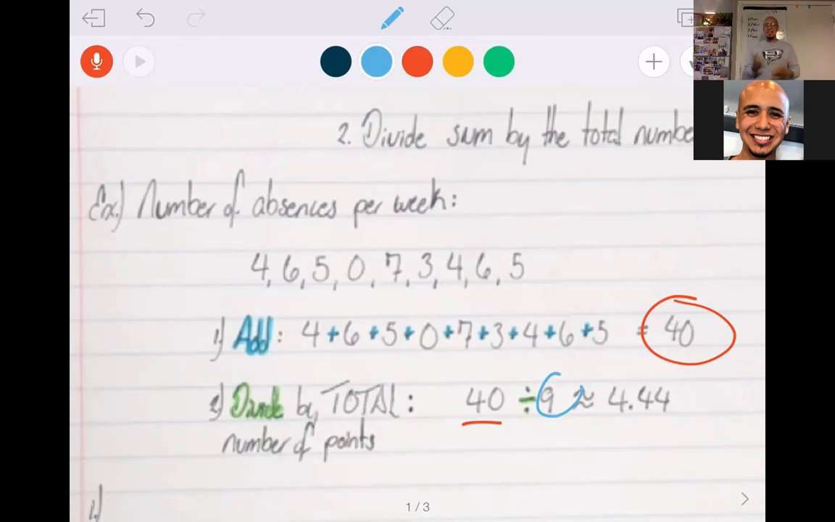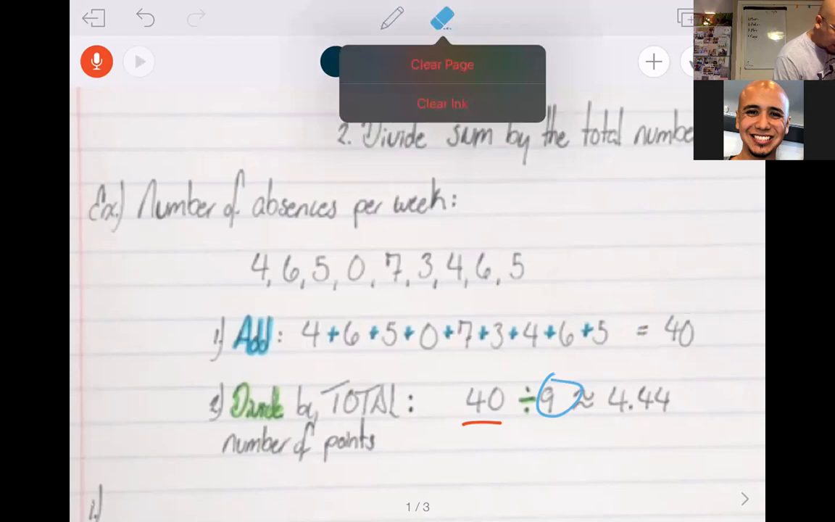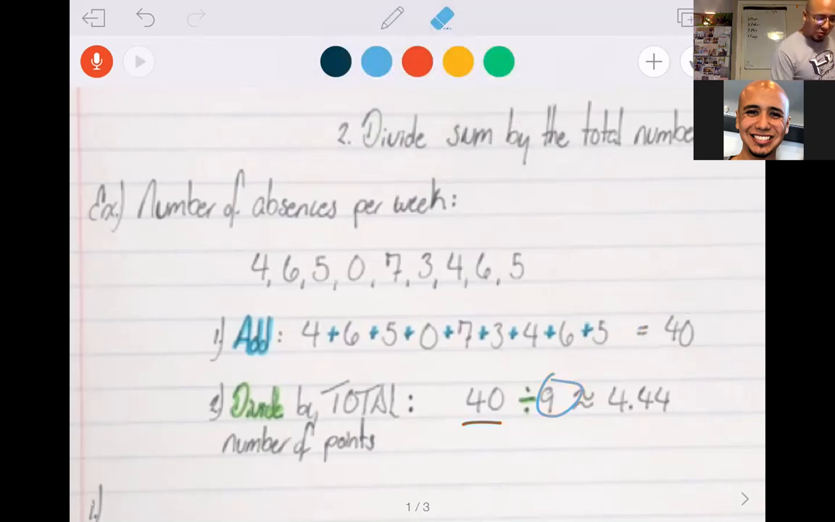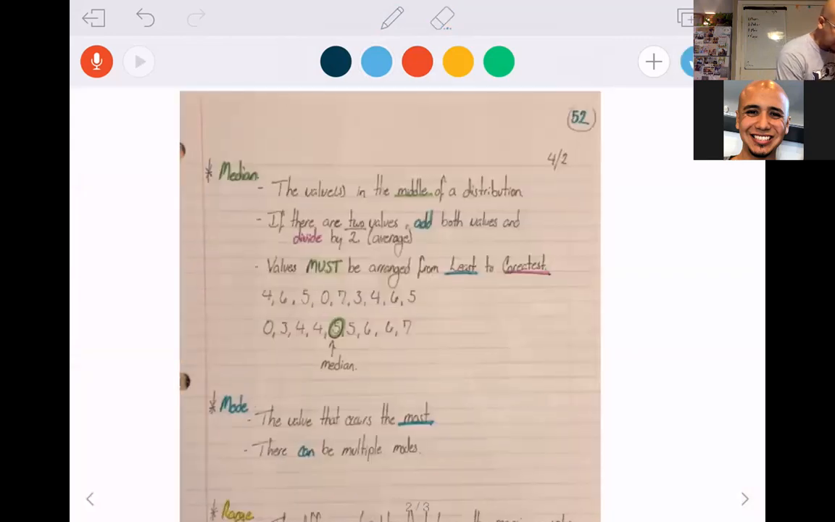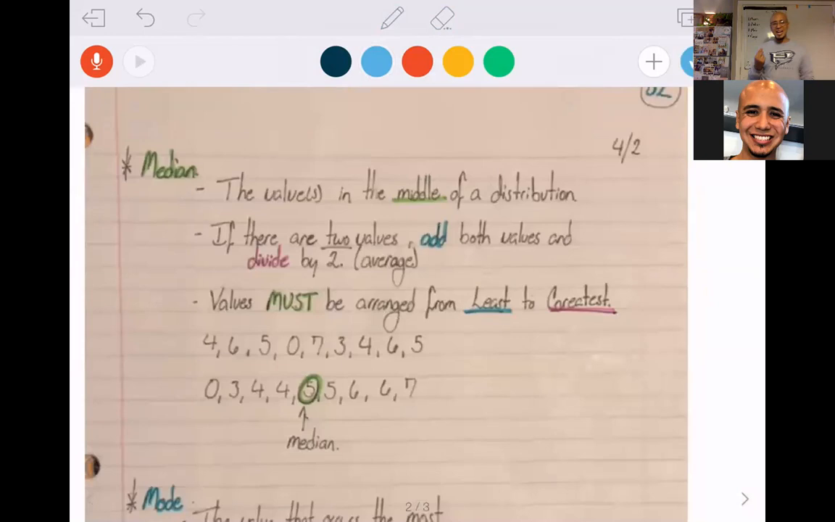And so that would be the average. Pretty simple. Okay, and that's really all I want you to see from this lesson. Let's go on to our second set of notes, and let's talk about the median. We're going to be using the same distribution, the same exact numbers that we just used. So median, ladies and gentlemen, is the value or the values in the middle of a distribution.